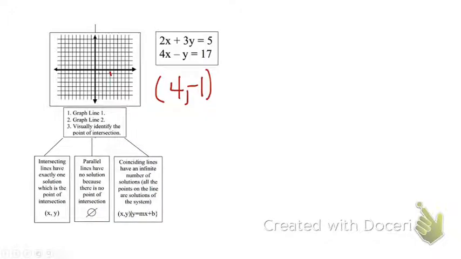So if we look at our graph that we originally started with, we put in the point of intersection at 4 and negative 1. We have solved this. All right, now let's move on to our next one.